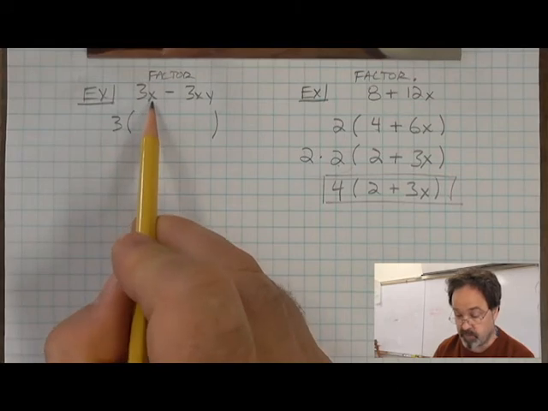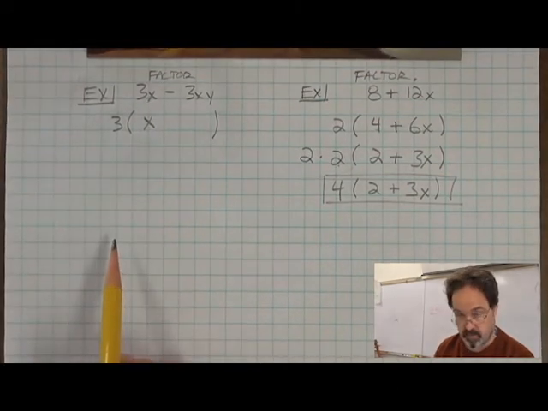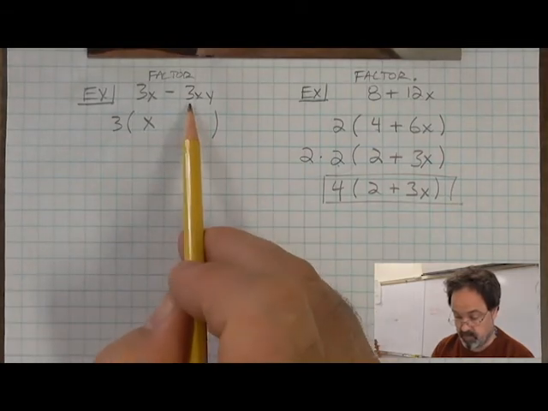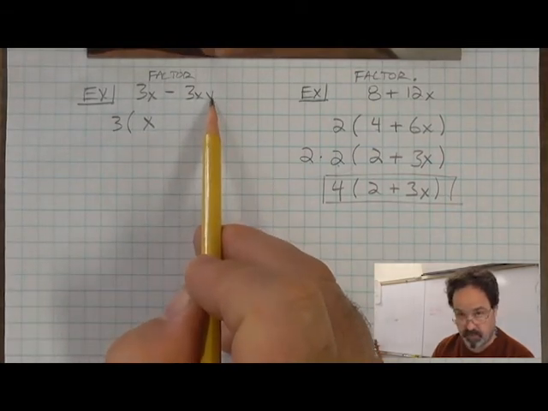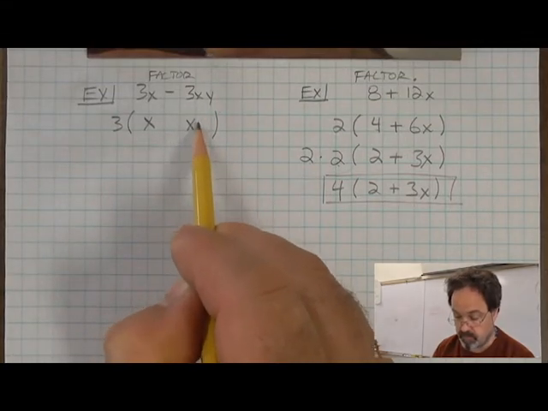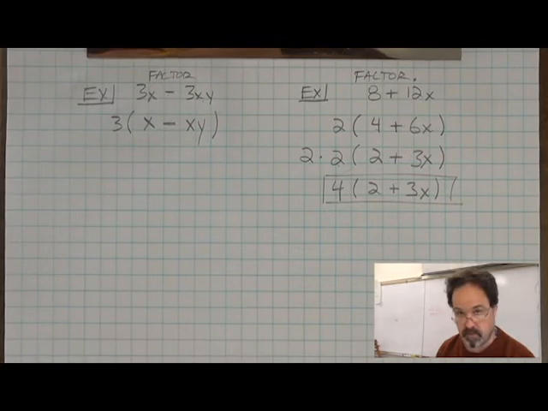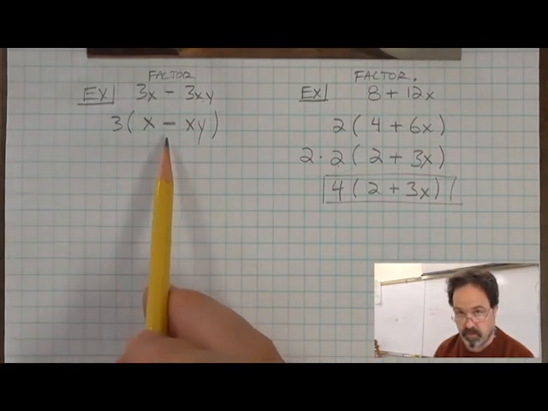What's left of the 3x when I factor a 3 out? The x's. What is left of 3xy after I factor a 3 out? xy. And the term is negative. Am I finished factoring? I'm not.